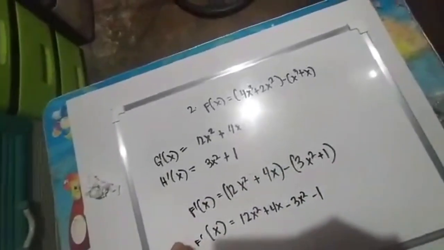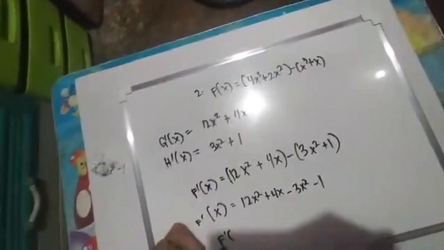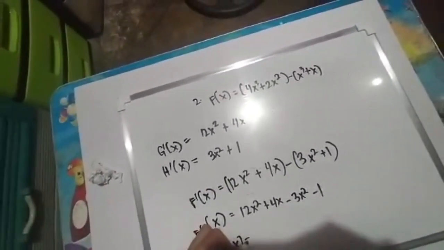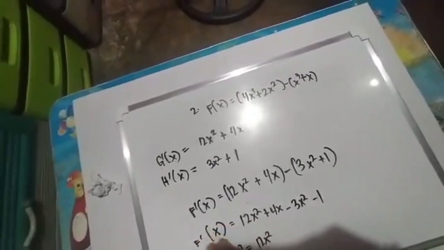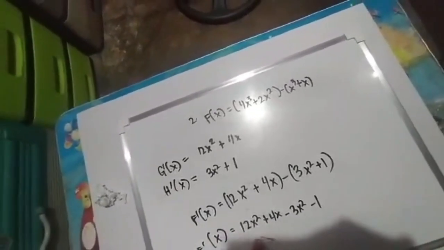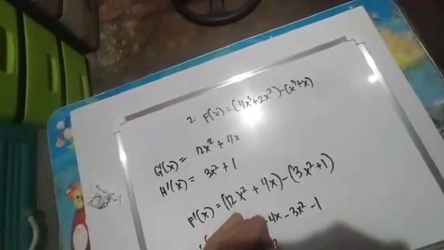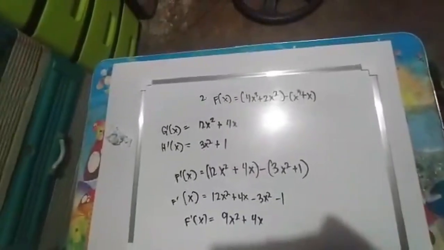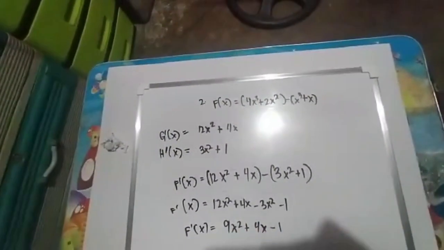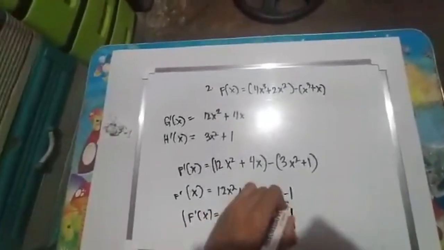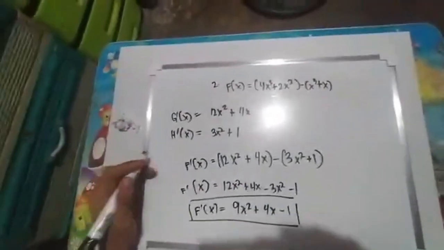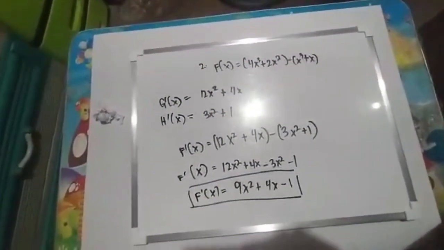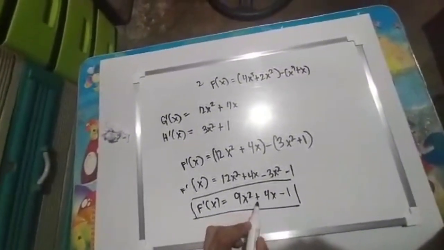Next is f prime of x equals to 12x squared, 9x squared plus 4x minus 1. And our final answer for problem number 2 is f prime of x equals 9x squared plus 4x minus 1.